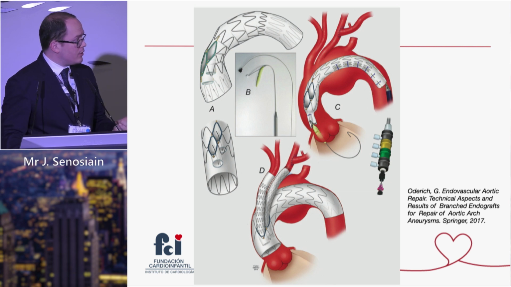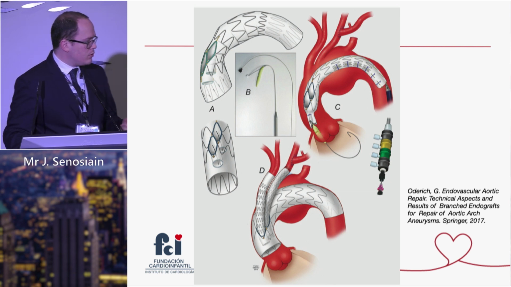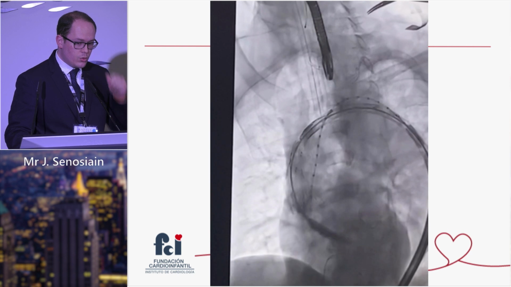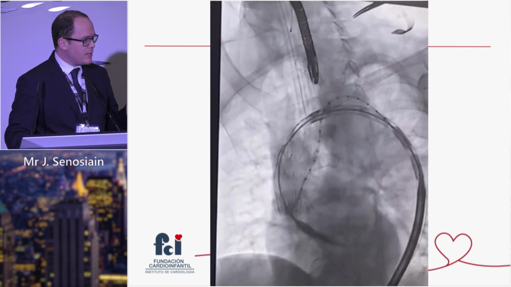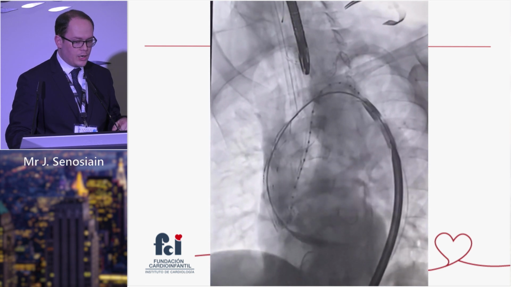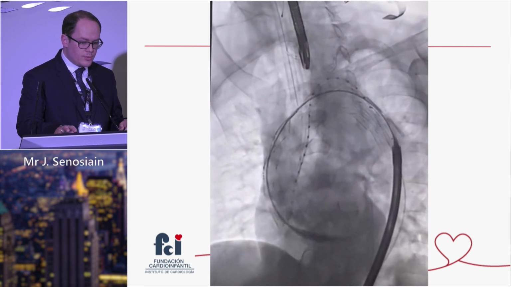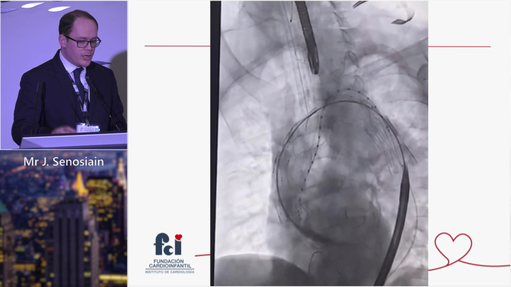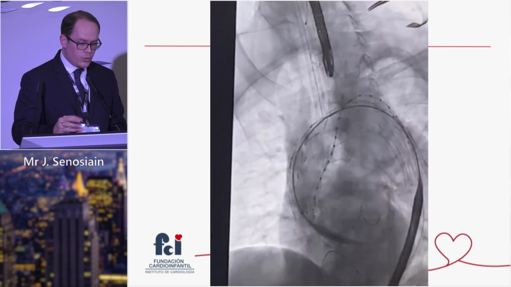The second step of this procedure was to deploy the main stent, or the main graft, in zone 0 of the aortic arch. This was made with a pacemaker so that we can put it just where we want it to.